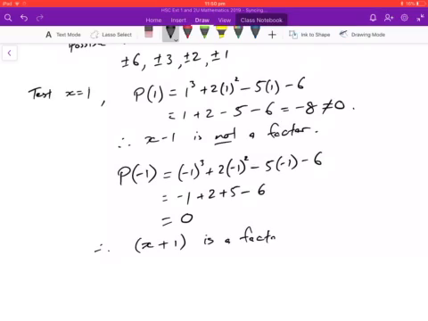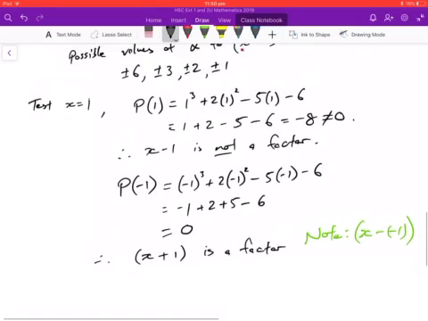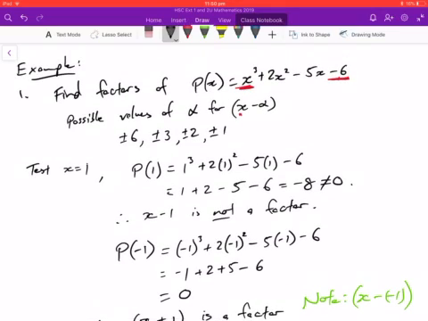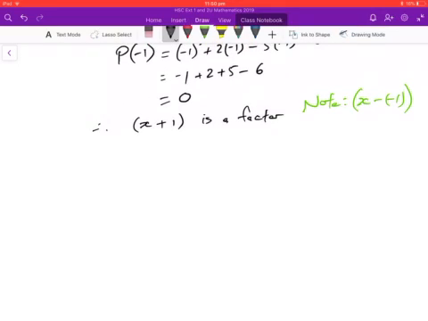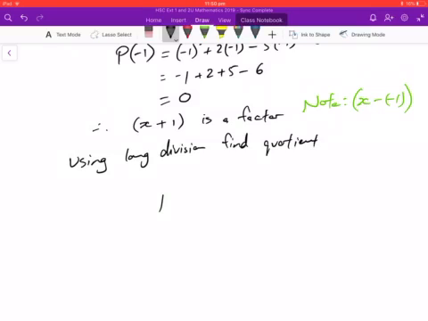Now, why is it x plus 1? Well, just note that that is x minus minus 1. So, if you like, our alpha is minus 1 in this case. So then what I need to do is use long division. So using long division, find the quotient. So we're going to do that.